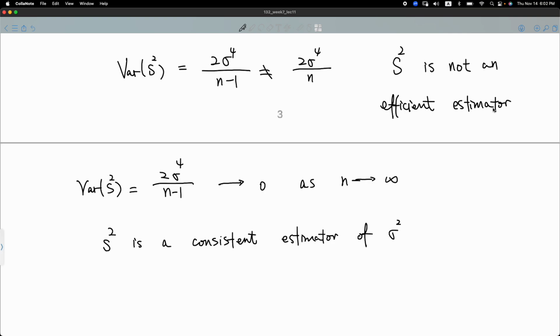Okay, so just to summarize our example, we have n samples of normal random variables, and then we estimate the maximum likelihood estimator for both mu and sigma square. And then we check that the maximum likelihood estimator for mu is an unbiased, efficient, and consistent estimator. But the maximum likelihood estimator for sigma square is not an efficient estimator. And then we come up with S square, which is an unbiased estimator for sigma square. But S square is not an efficient estimator, but S square is a consistent estimator for sigma square. So that is our conclusion for this entire example.